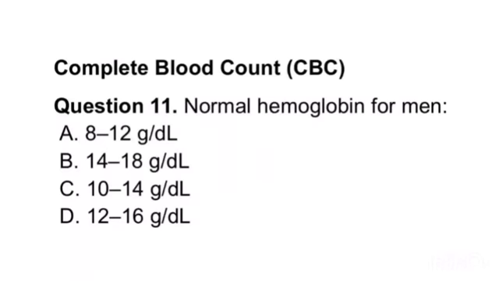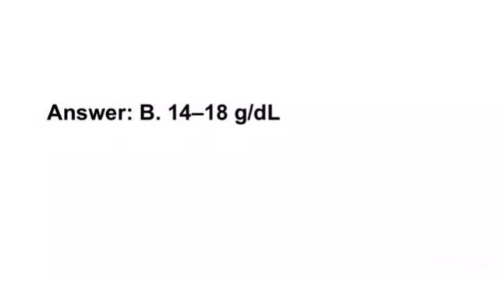Question 11. Normal hemoglobin for men. A. 8 to 12 grams per deciliter, B. 14 to 18 grams per deciliter, C. 10 to 14 grams per deciliter, D. 12 to 16 grams per deciliter. Answer B. 14 to 18 grams per deciliter.